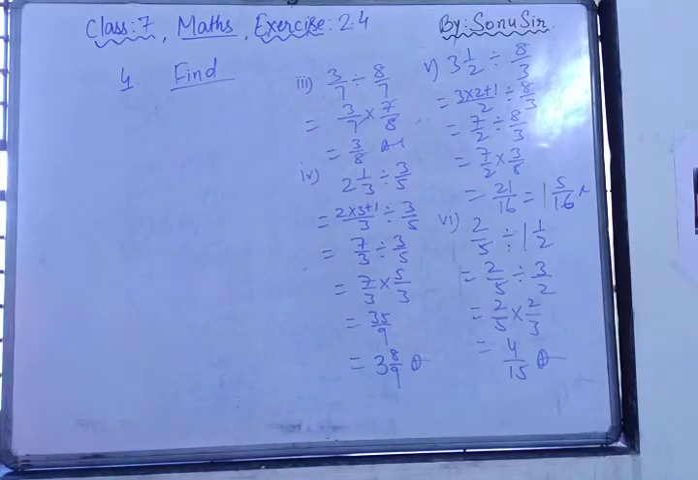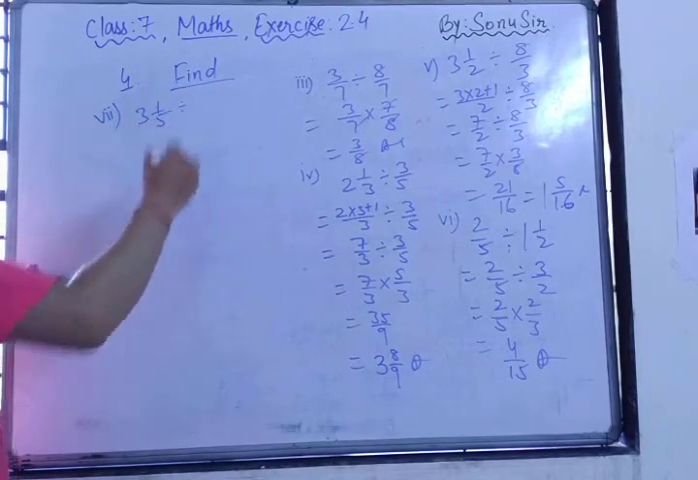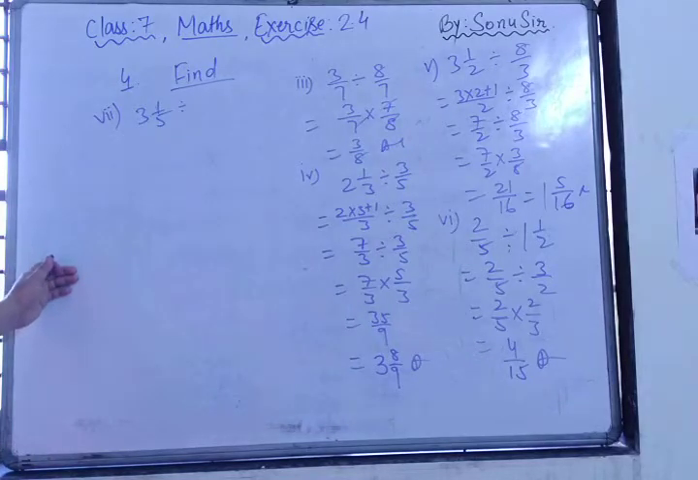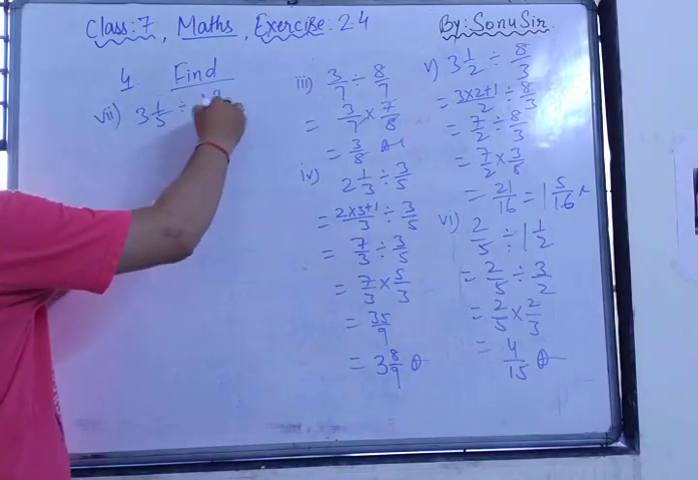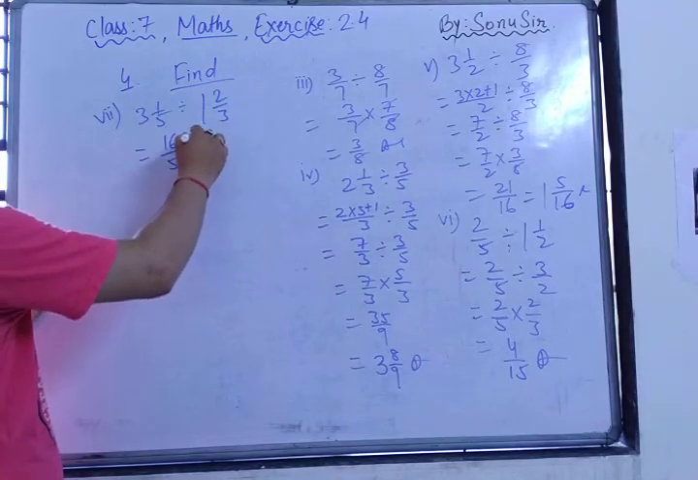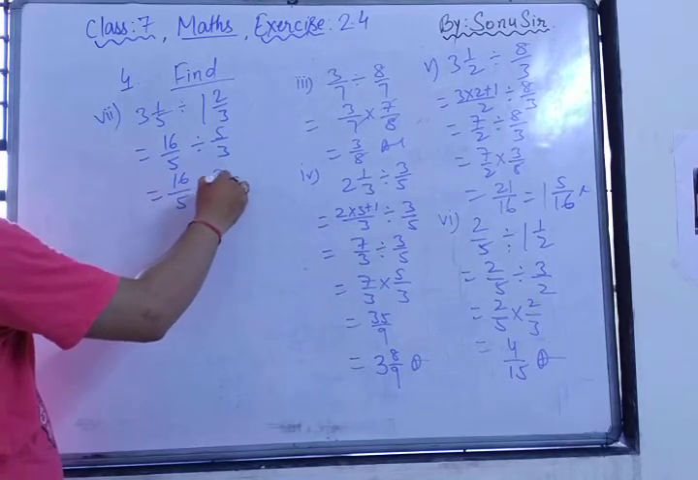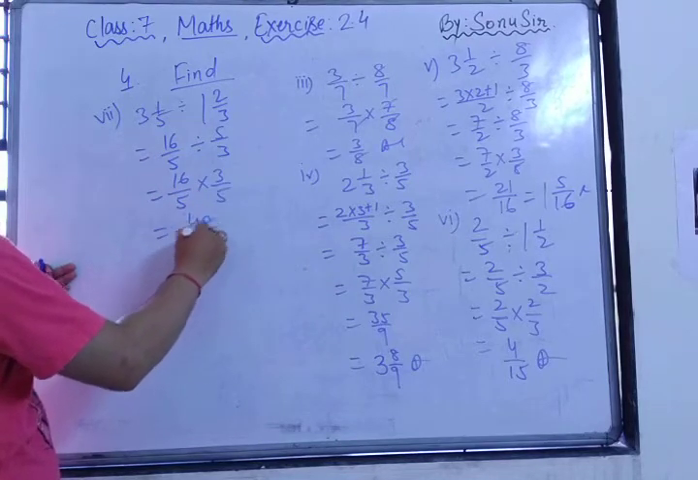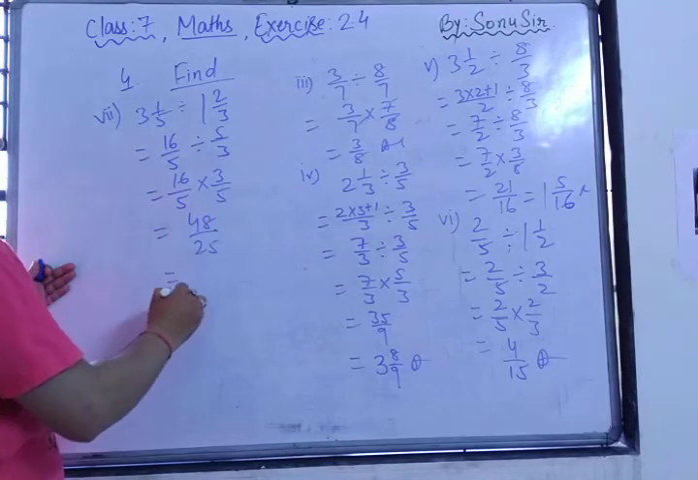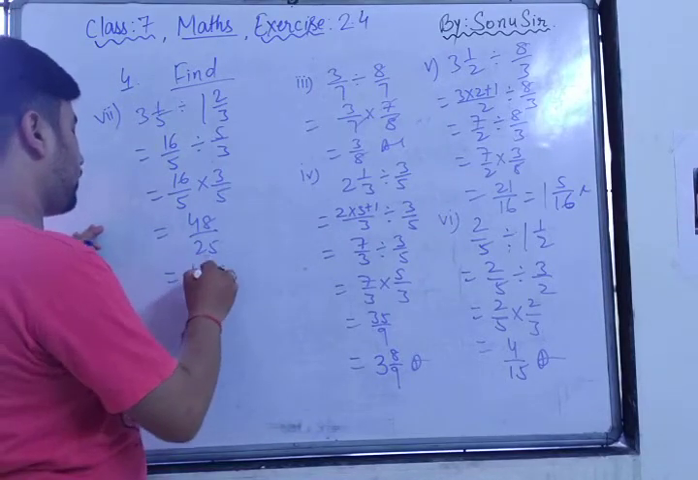Can you tell me what is question number 7? Question number 7 is 3 into 1 by 5 divided by 1 into 2 by 3. 5 3s are 15 plus 1, 16 by 5. 3 1s are 3 plus 2, 5 by 3, right? So 16 by 5 into 3 by 5. 16 3s are 48. 5 5s are 25. 25 1s are 25. And here 23.